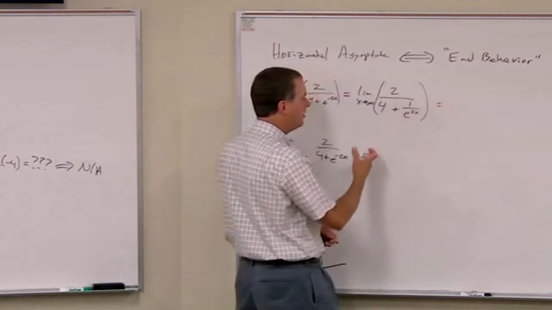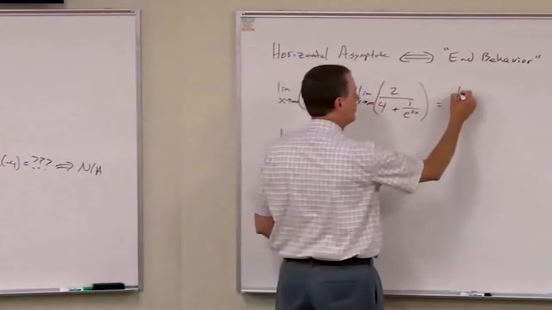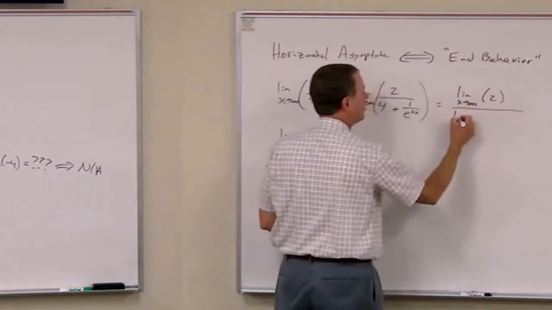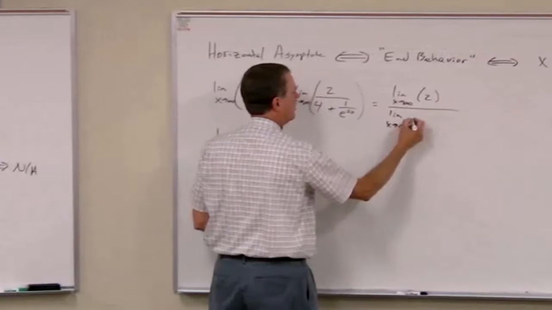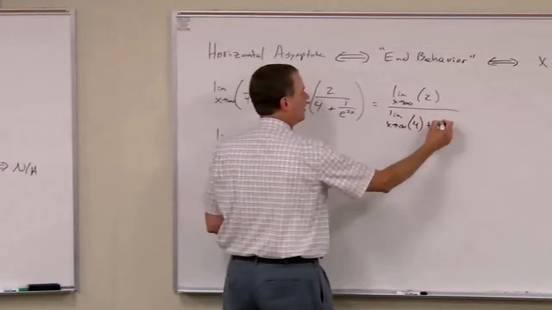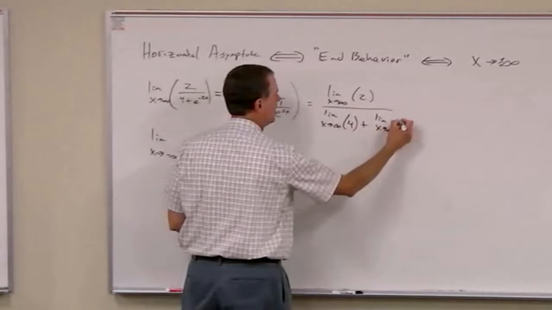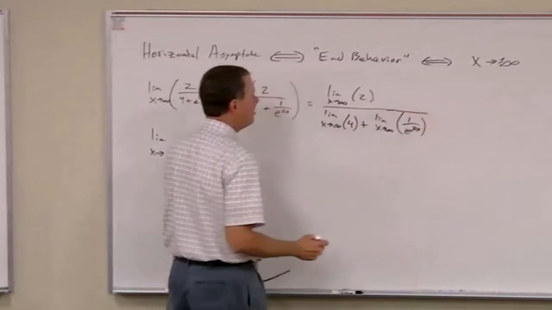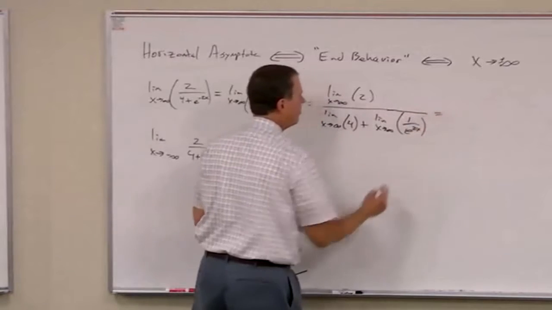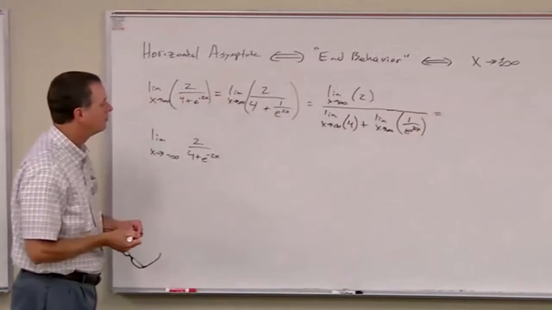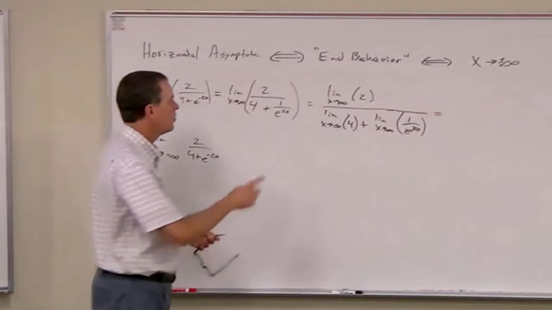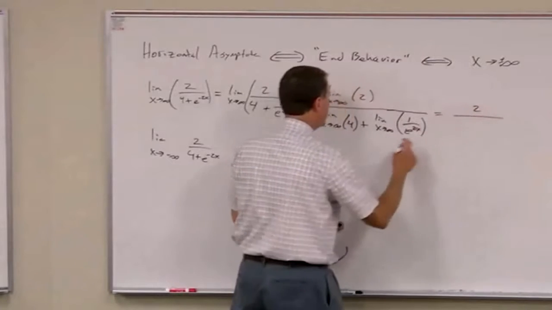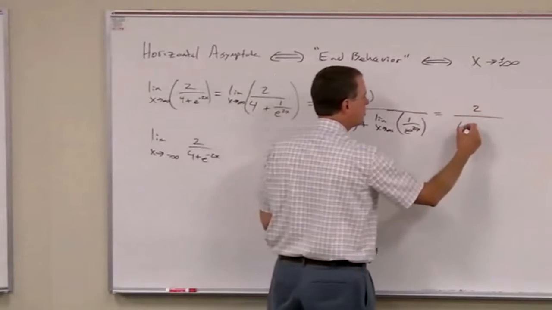So I can use my quotient rule. I can do the limit as x approaches infinity of 2, the limit as x approaches infinity of 4, then the limit as x approaches infinity of 1 over e to the 2x. That should be fairly obvious now at this stage. As x goes to infinity, the 2 is not being affected. We said that a minute ago. That's just a constant. 4 is not being affected by x.